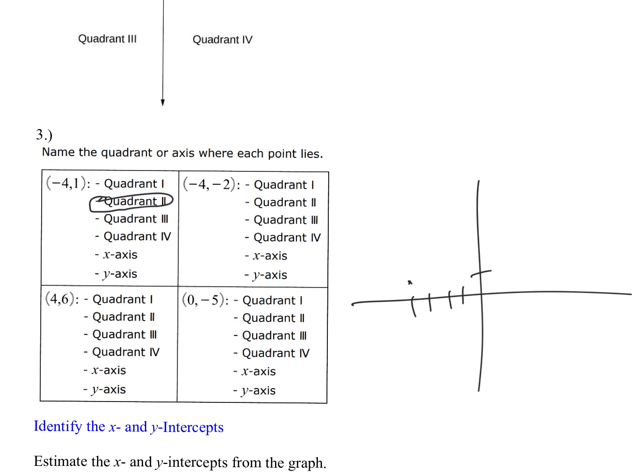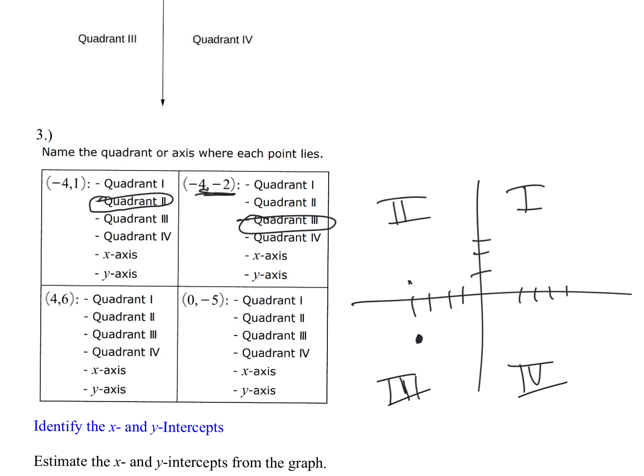And then for the next one, I have negative 4, negative 2, which would be down here. That would be 1, 2, 3, whoops, 4. Okay, so that's quadrant 3. And then 4 comma 6 would be in quadrant 1. You can see that when they're both positive, they're always going to be in that first quadrant.